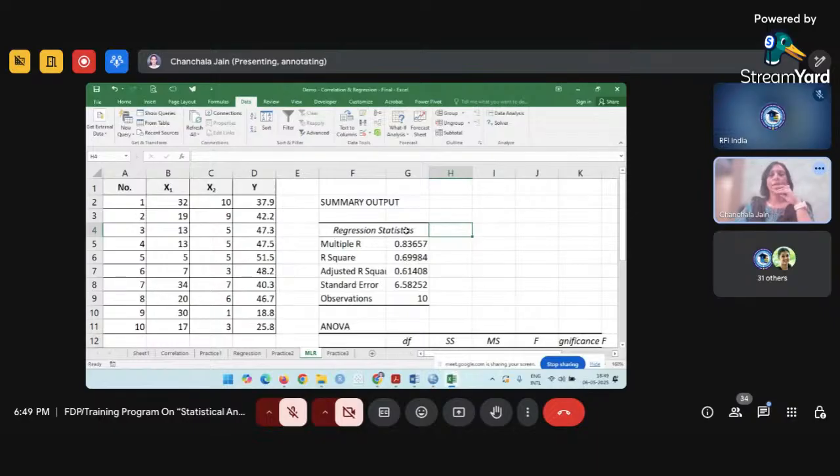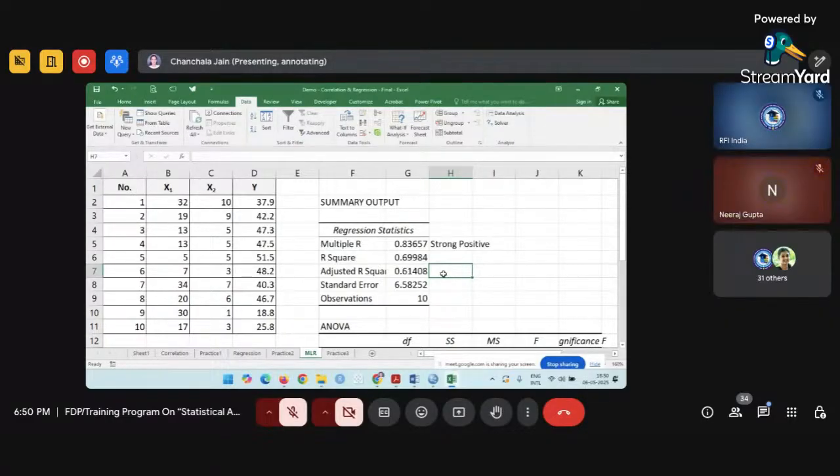Yes, ma'am. Okay, so starting with the multiple R, that is the multiple correlation, which is 0.8367. So combined, across all three variables, the correlation is 0.8367, which is again a strong positive. Now, R square we are not interpreting as it is a multiple regression, so go for the adjusted R square.